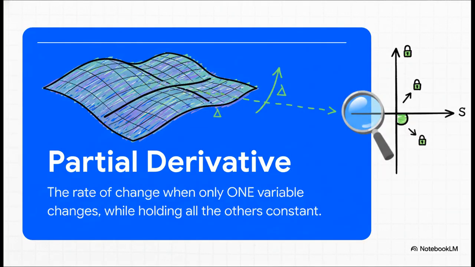And that leads us right to the more formal definition. A partial derivative is just the rate of change of a function that has multiple variables. But here's the key. It's the rate of change when you let only one of those variables change, while you hold all the others perfectly still. It's literally the slope of one very specific slice of your surface.